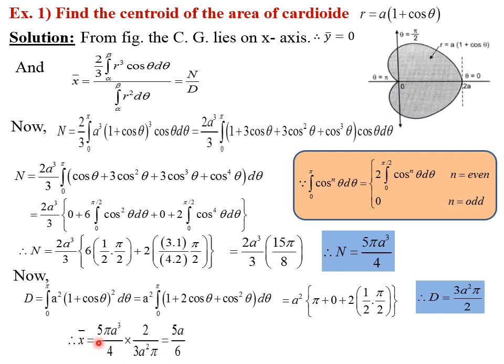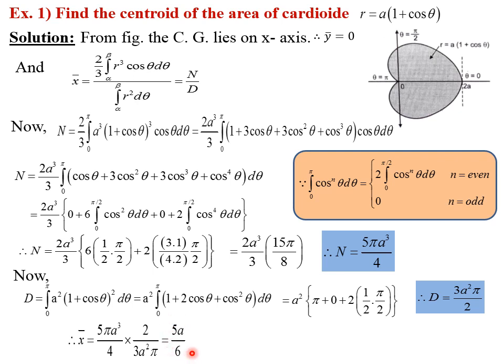So x bar is equal to numerator 5 pi a cube upon 4 multiplied by 2 upon 3a square pi, that means the reciprocal of d, is equal to 5a upon 6. So we got finally x bar is equal to 5a upon 6.